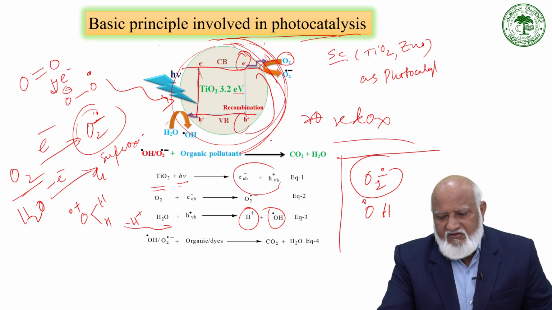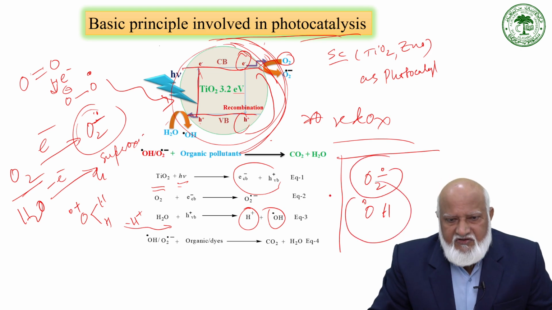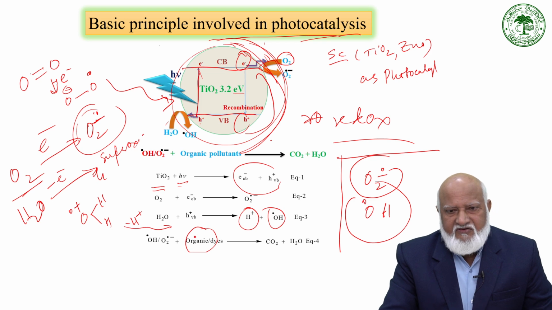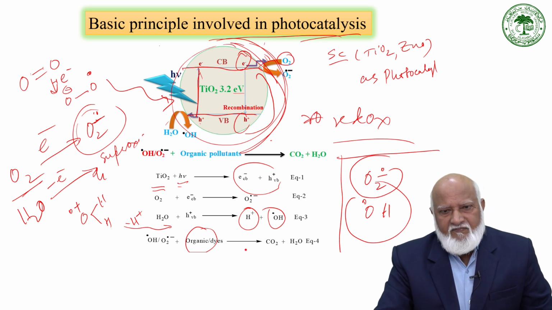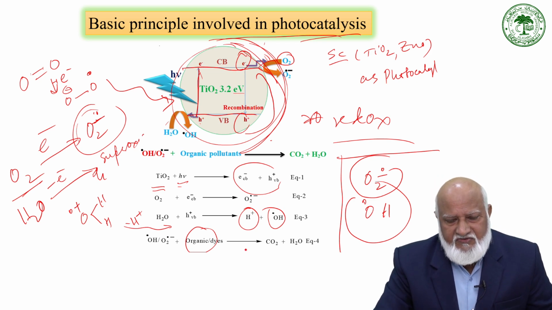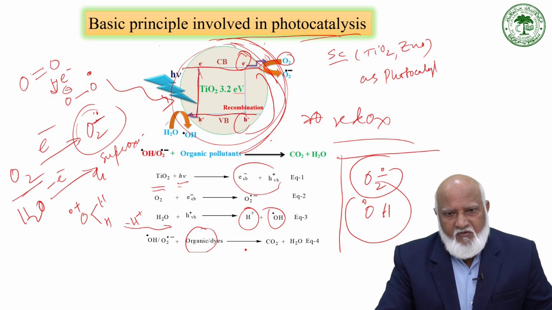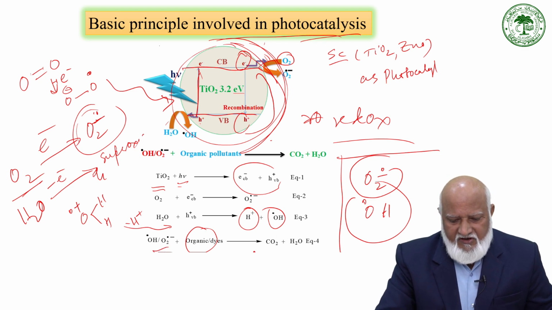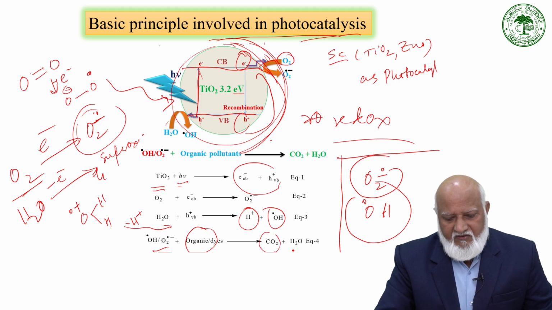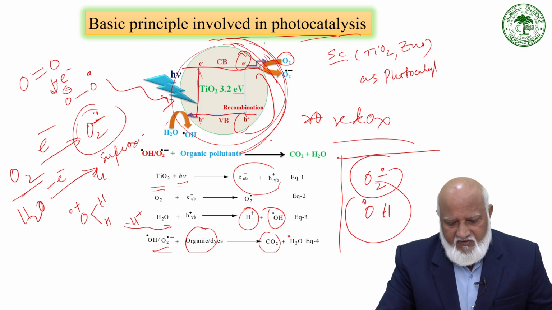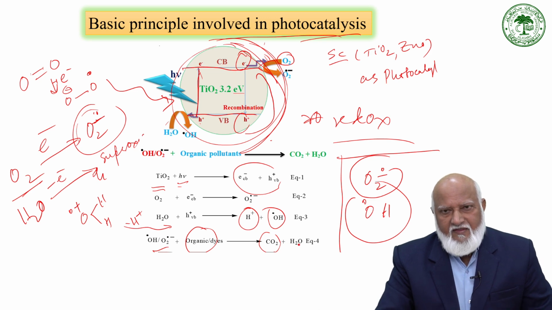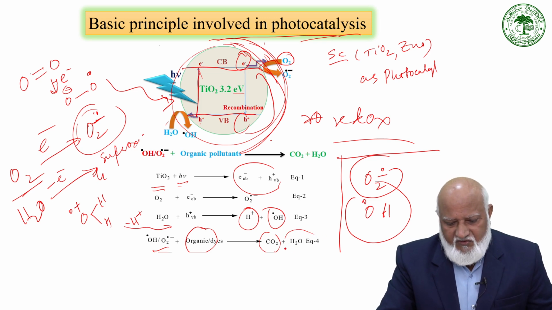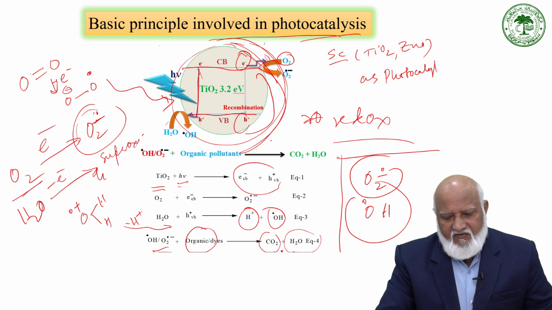These two species are highly reactive and ultimately react with organic contaminants such as dyes, pesticides, drugs, and so on, which are present in the water system as contaminants and toxicants. They bring about oxidation-reduction reactions, ultimately leading to mineralization: carbon to carbon dioxide, nitrogen to ammonium salt, phosphorus to phosphate, and so on. So the end product is water and carbon dioxide.